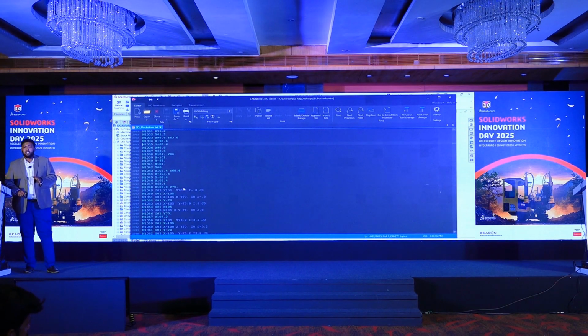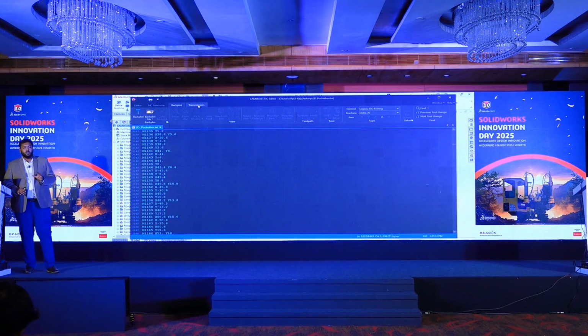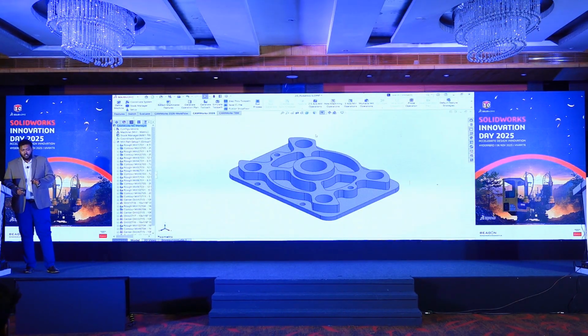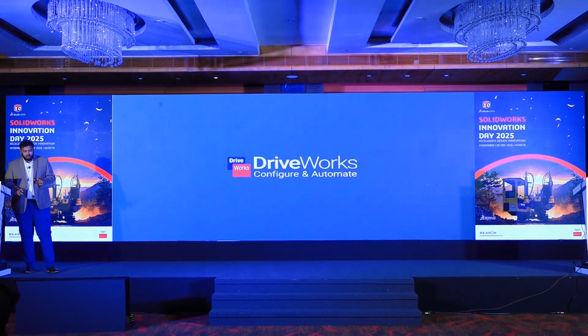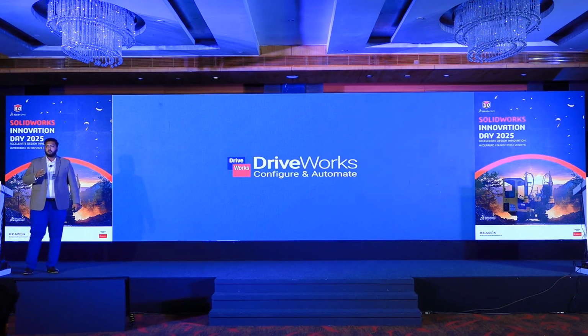And you can notice, you are even able to edit the M codes, the beginning and the ending codes as well. It is an editable programming thing. And it's not just that. It is not just limited to extracting the codes. This particular technology I am talking about is called DriveWorks.